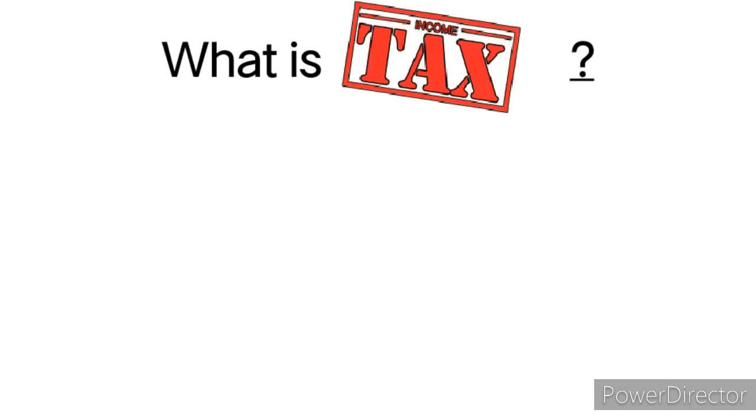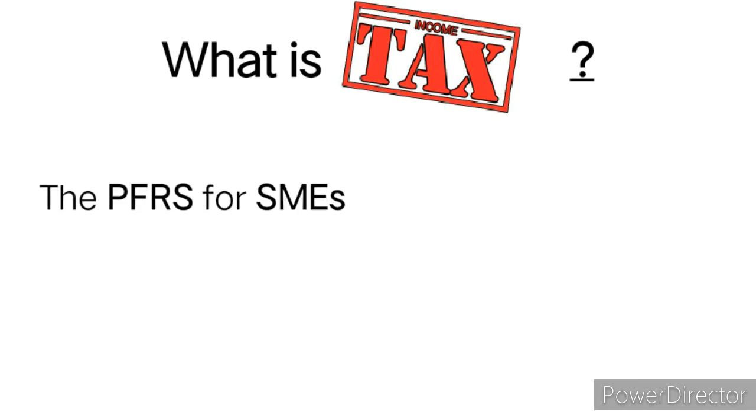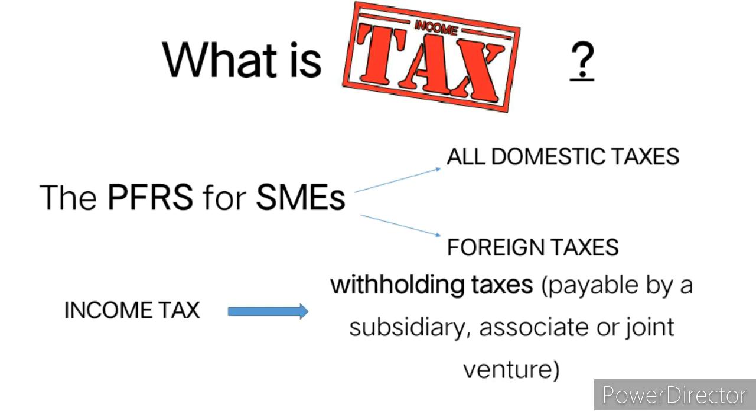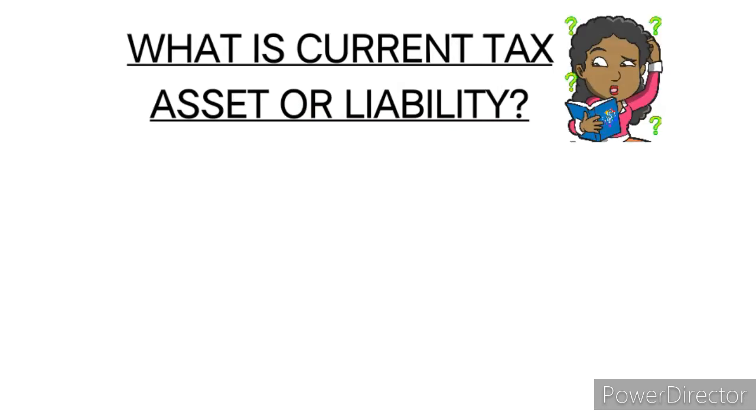Before we go further in this lesson, first we need to know what income tax is. The PFRS for SMEs provides that income tax includes all domestic and foreign taxes that are based on taxable profit. Income tax includes taxes such as withholding taxes, payable by a subsidiary, associate, or joint venture as distributions to the reporting entity.